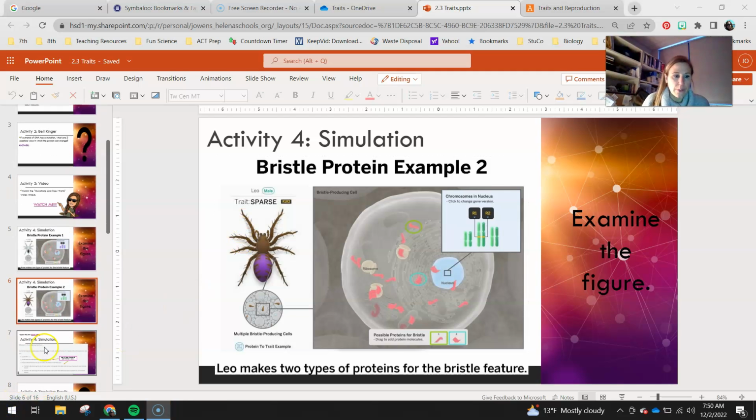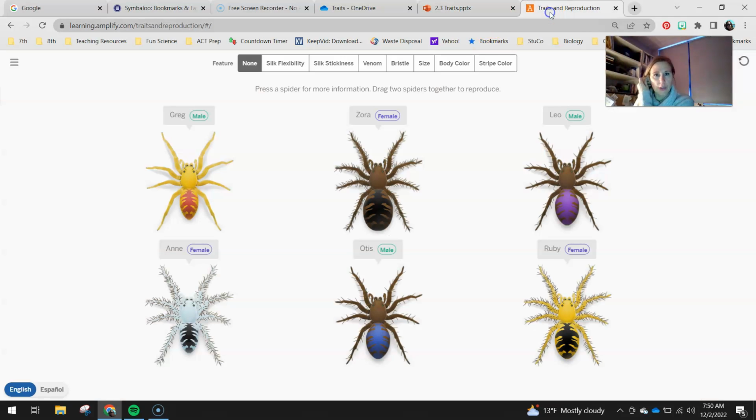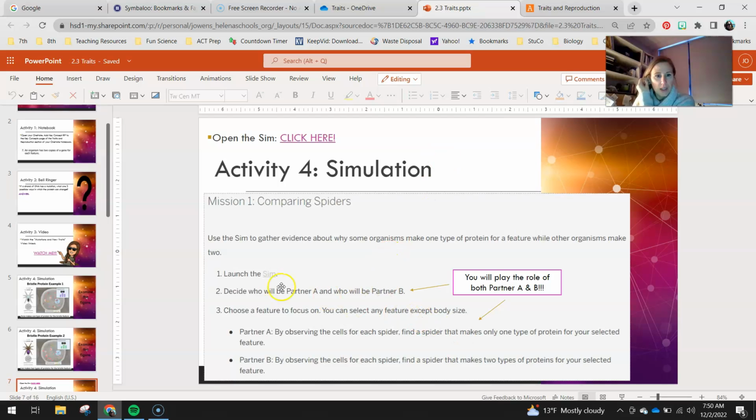What you will be doing with this is this little simulation activity. Your link for the sim is right here, and if you recall, it looks like this. Mission 1, comparing spiders. Use the sim to gather evidence about why some organisms make 1 type of protein for a feature while other organisms make 2. So we're going to dig into what's different in their genetics that causes one, like Anne, to make just 1 type of protein, or Leo who makes 2 types of protein. Why is that? You obviously at home are not working with a partner, so you are going to be both partner A and B.